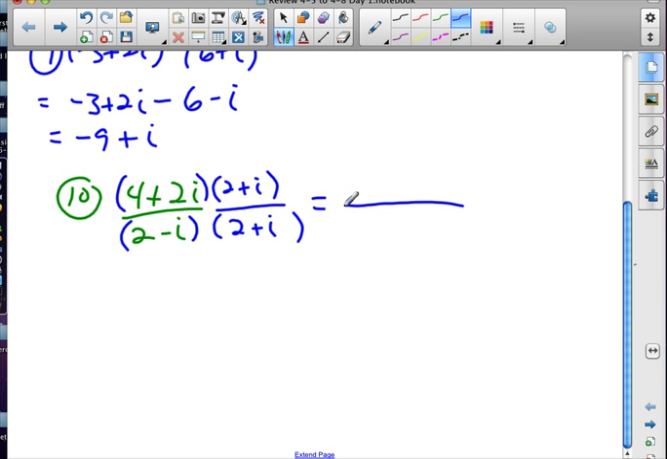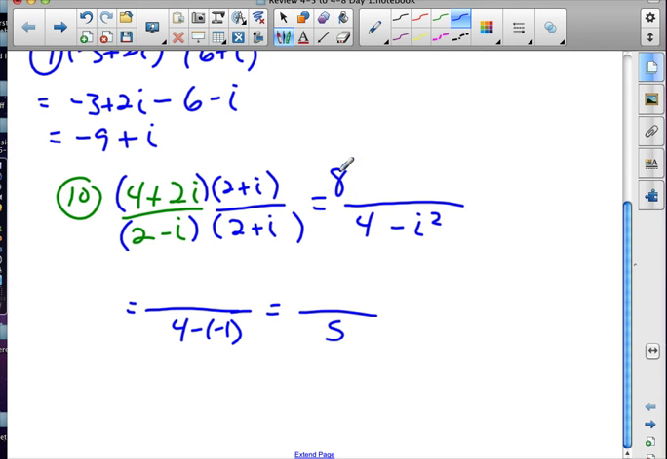So first times first would be 4. We don't need to bother with outside times outside and inside times inside because those will cancel each other out. Last times last will give a negative i squared. And that's going to be 4 minus a negative 1. And that's 4 plus 1, which is 5. Then in my numerator, I have to go ahead and use FOIL.